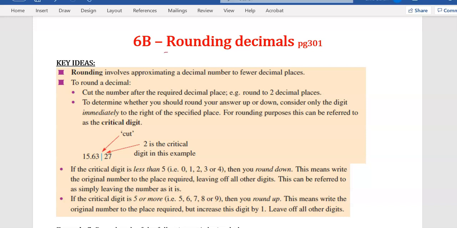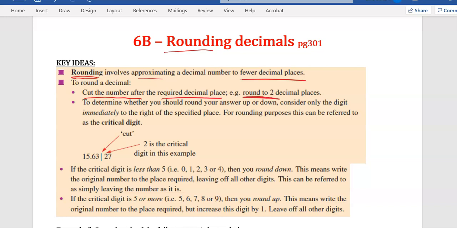Sometimes it's necessary to round decimals to a certain place. Rounding involves approximating, so it's not exactly the right number, but it's what we need to make it more useful to us, to fewer decimal places. So you figure out where we're rounding to, and then we cut the number after the required decimal place.